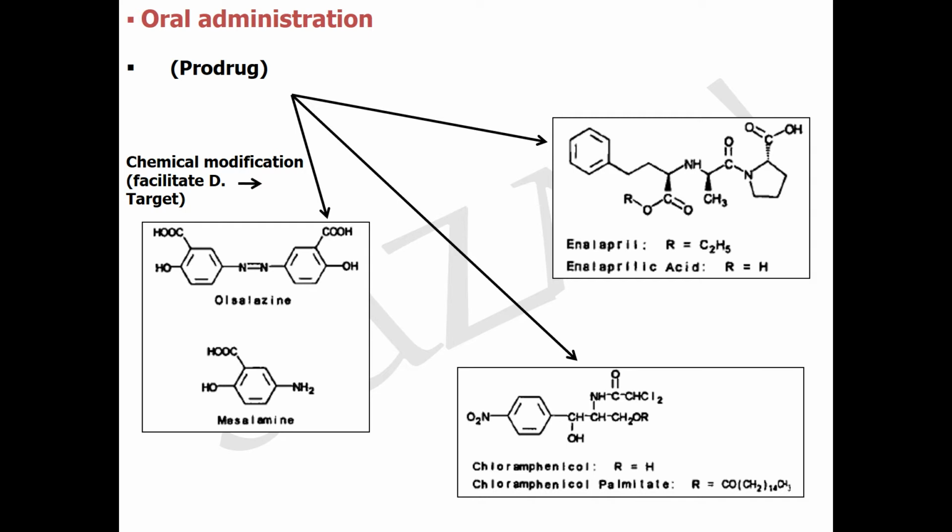So they converted chloramphenicol to a prodrug form to mask this bitter taste. They converted it to a prodrug by esterification with palmitic acid. So I have chloramphenicol palmitate, which is OCO-CH2 by 14 CH3.